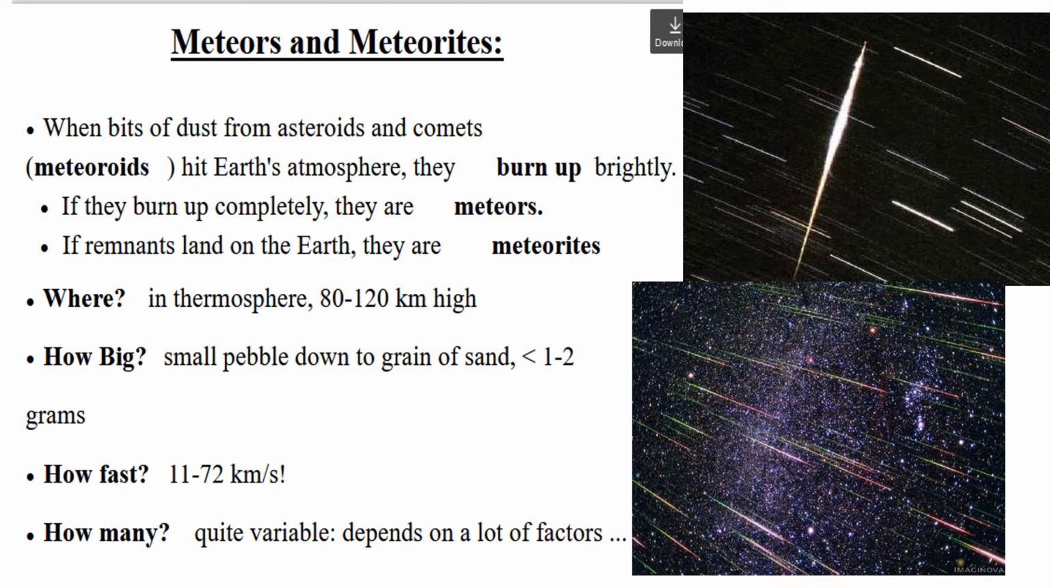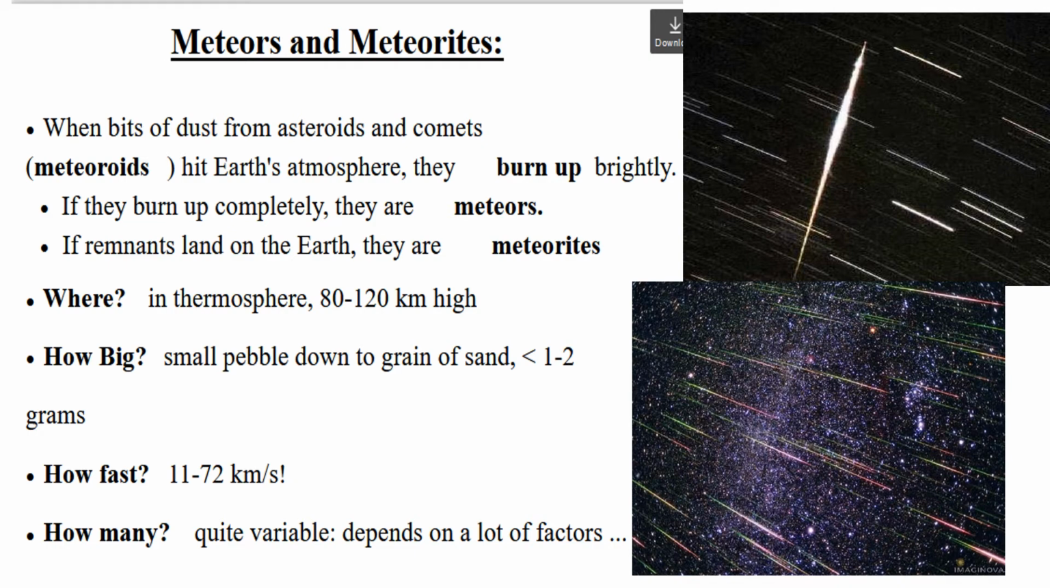Okay. So when bits of dust from asteroids and comets, that is the meteoroids, hit the atmosphere, they burn up brightly. Then if they burn up completely, they are called meteors. If remnants land on the Earth, they are called meteorites.